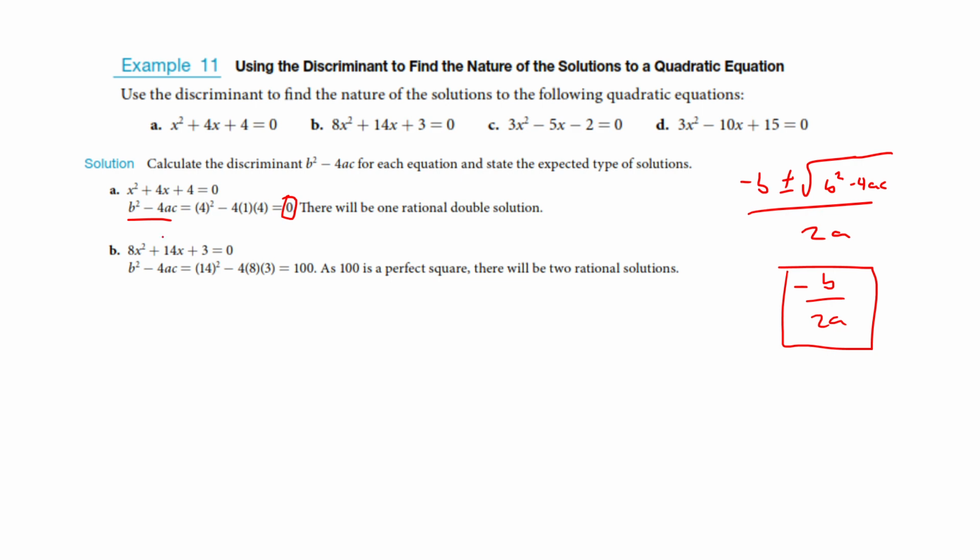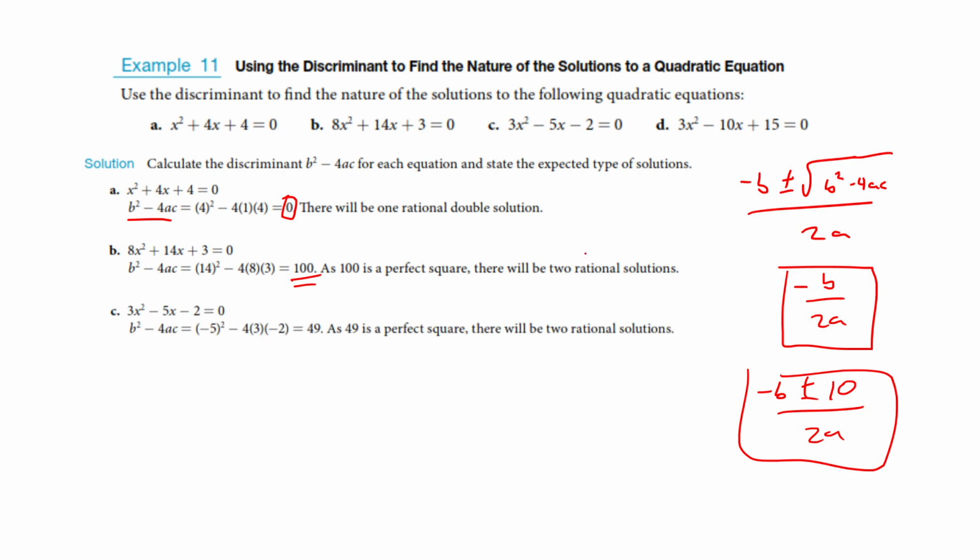Now on this one, they worked it and they got 100. Well, what's that going to tell us? If we got 100, then this square root is going to be a nice integer. We're going to get negative b plus or minus, for instance in this one, 10, over 2a. This is going to get us two rational solutions. We're going to take negative b and add 10 to it, and take negative b and subtract 10 from it. These are two rational numbers because we're adding and subtracting.